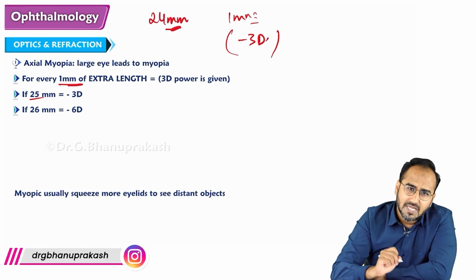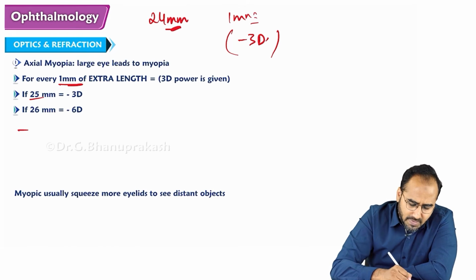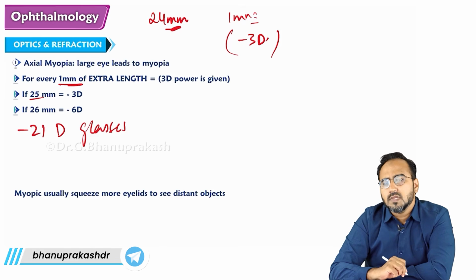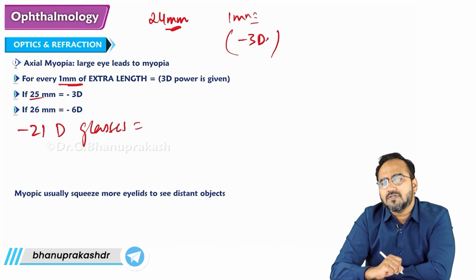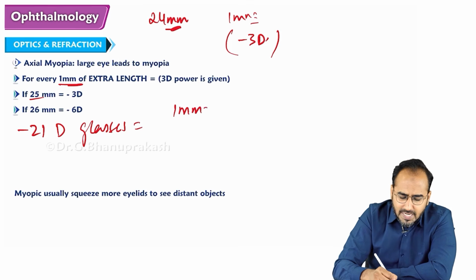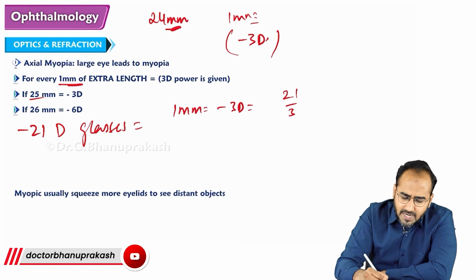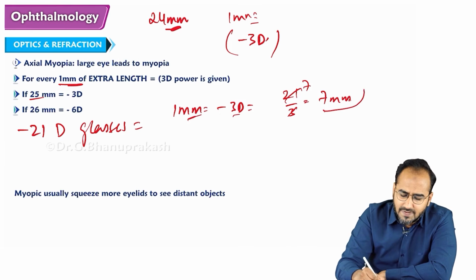Imagine a person came to my clinic and I prescribed him -21 diopters glasses. What does it mean? I have given him -21 diopters of myopia. How much will be his axial length? Every 1 mm is -3 diopters. So 21 divided by 3 is equal to 7. So 7 mm is extra.